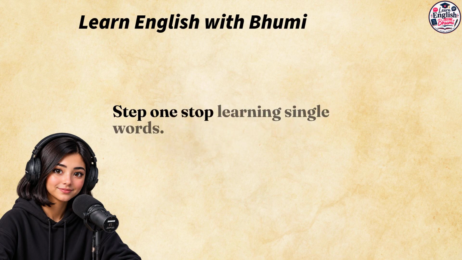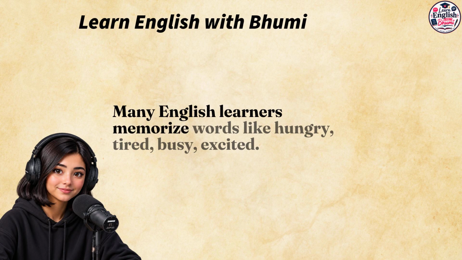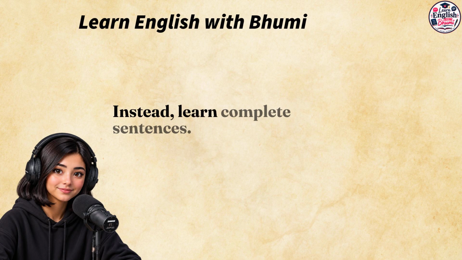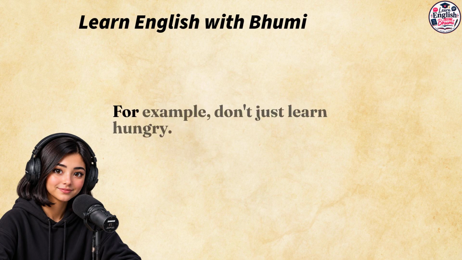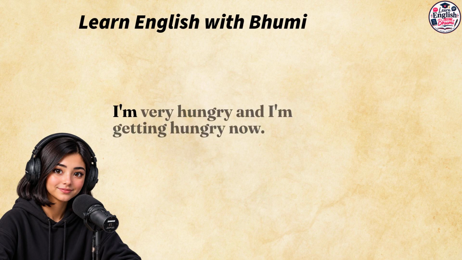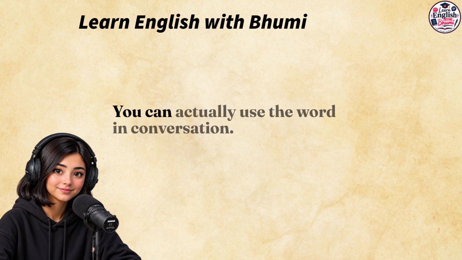Step 1. Stop learning single words. Many English learners memorize words like hungry, tired, busy, excited, but knowing individual words doesn't automatically help you speak. Instead, learn complete sentences. For example, don't just learn hungry. Learn I'm hungry. Then learn I'm very hungry and I'm getting hungry. Now you can actually use the word in conversation.